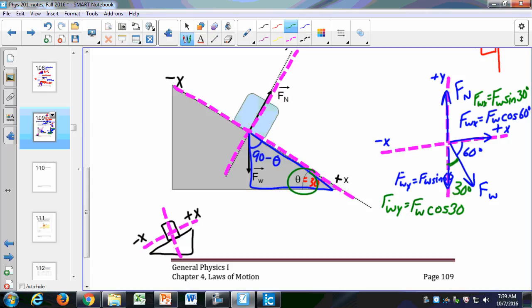Y'all follow me? Sine of 60 is equal to cosine of 30. So these are the same statements. They're just different. The reason is that for this angle, this is the adjacent side, so it's cosine. This is the opposite side, so it's sine. Yeah?